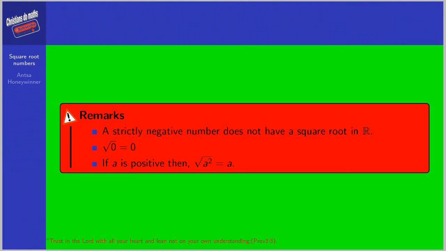So, as a remark, a strictly negative number does not have a square root in R. And the square root of 0 is equal to 0. And if a is a positive number, then we have the square root of a squared equals a.